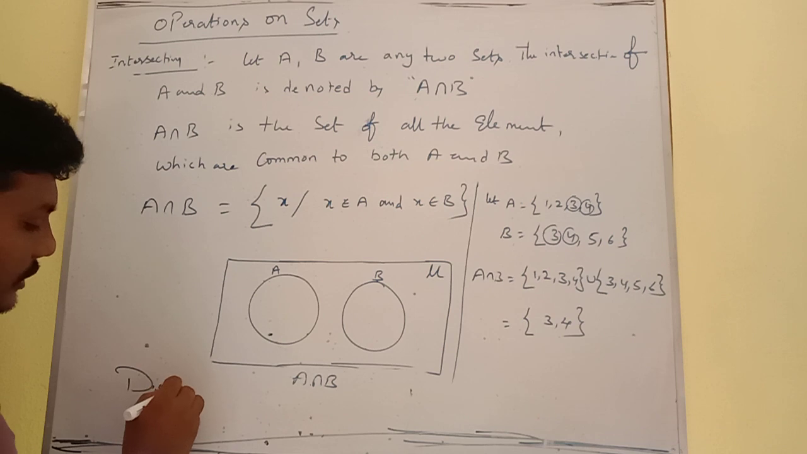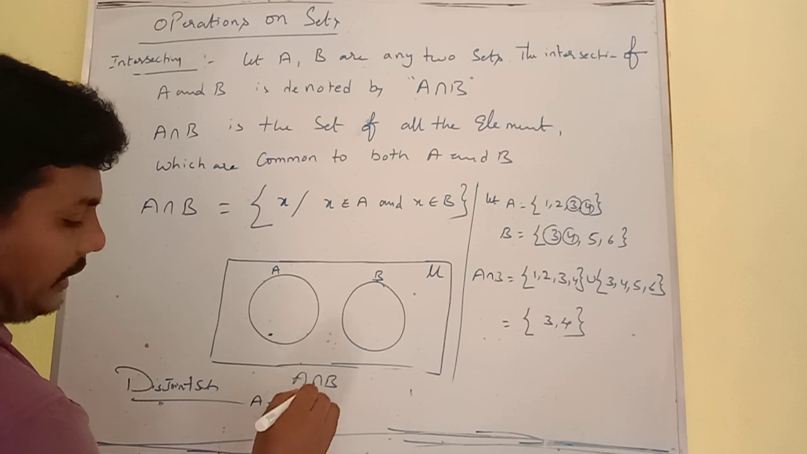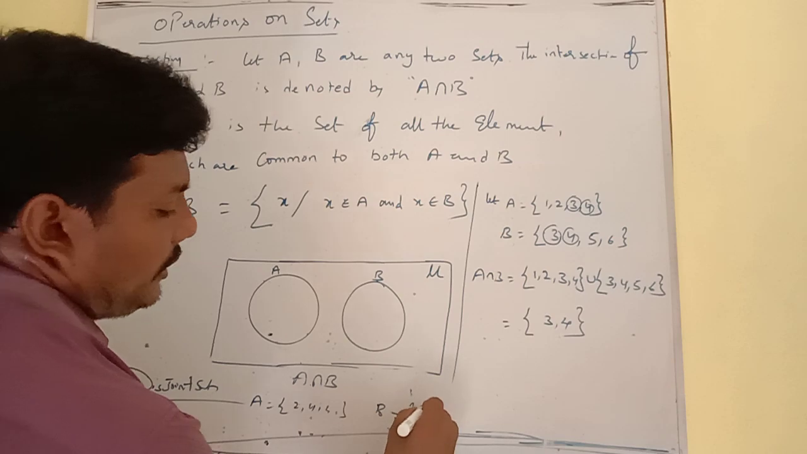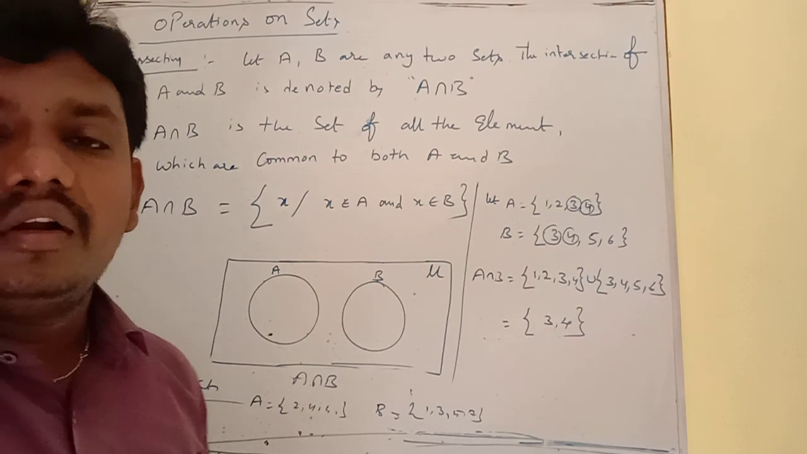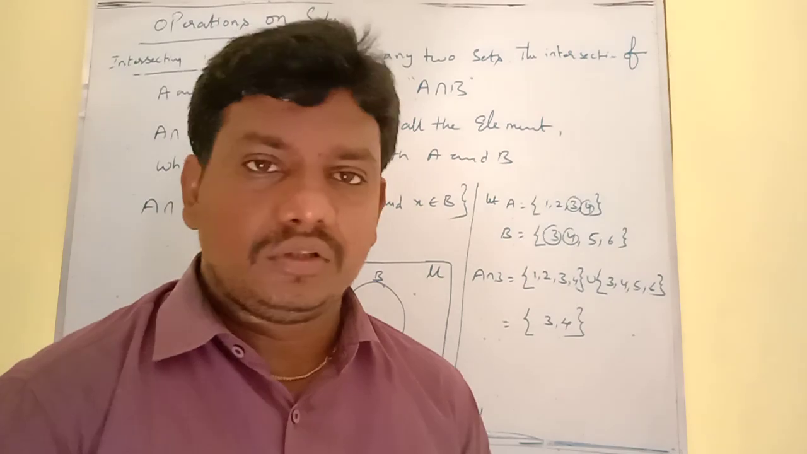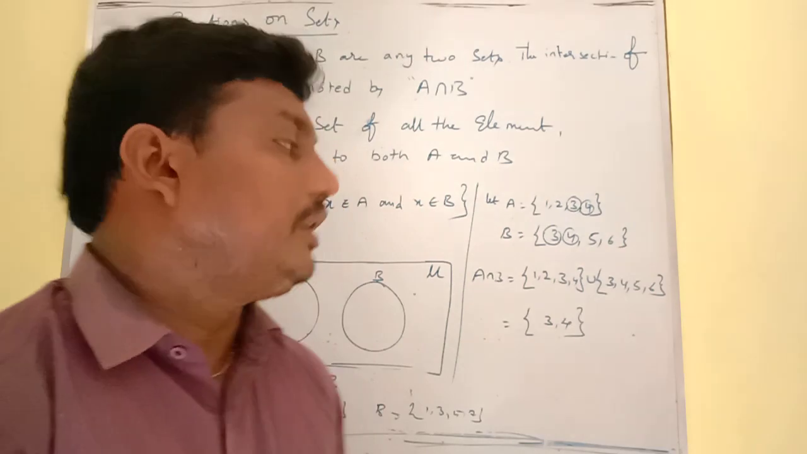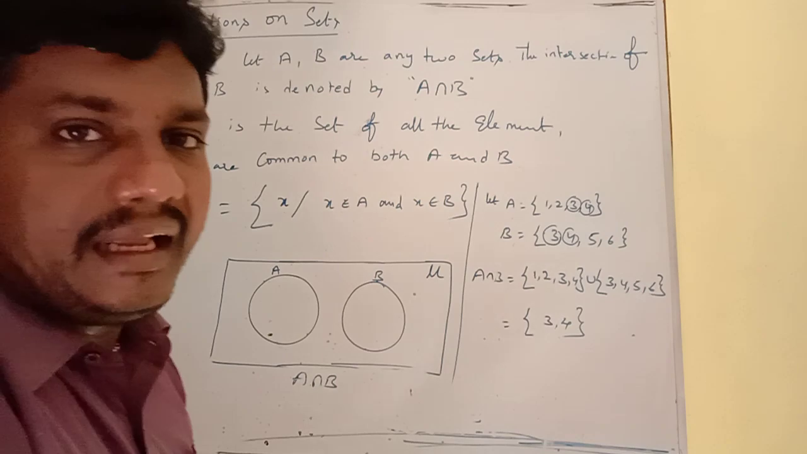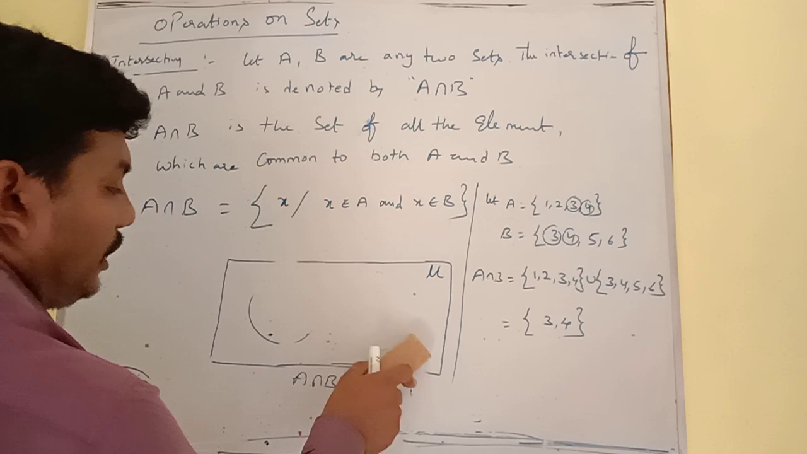A is equal to, you can take it as even numbers 2, 4, 6, 8, and B is equal to, you can take it as odd numbers 1, 3, 5, 7, like that. So there are no common elements between even numbers and odd numbers. Two sets which do not have common elements are known as disjoint sets.